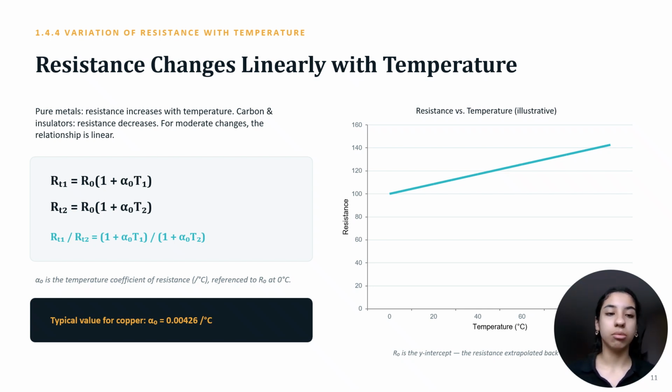So you could find a resistance RT1, which equals the initial resistance multiplied by 1 plus alpha 0 T1. T should always be the temperature in Kelvin. And then alpha, sorry, I didn't explain what alpha is. Alpha is just the temperature coefficient of resistance.